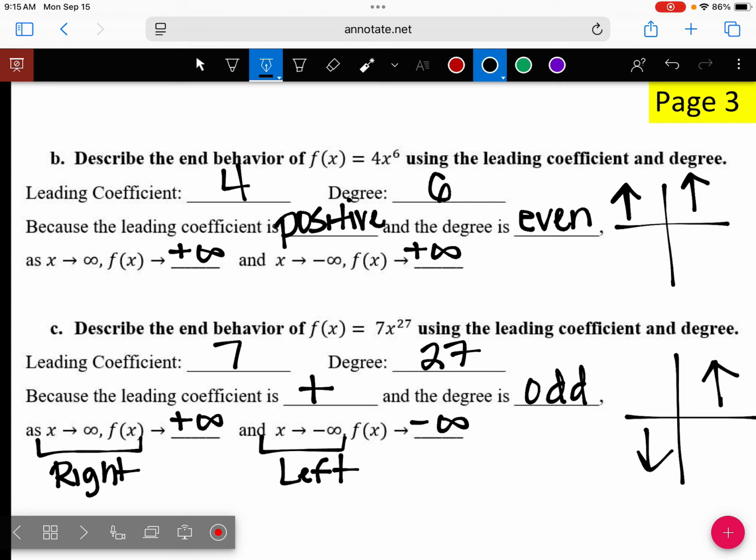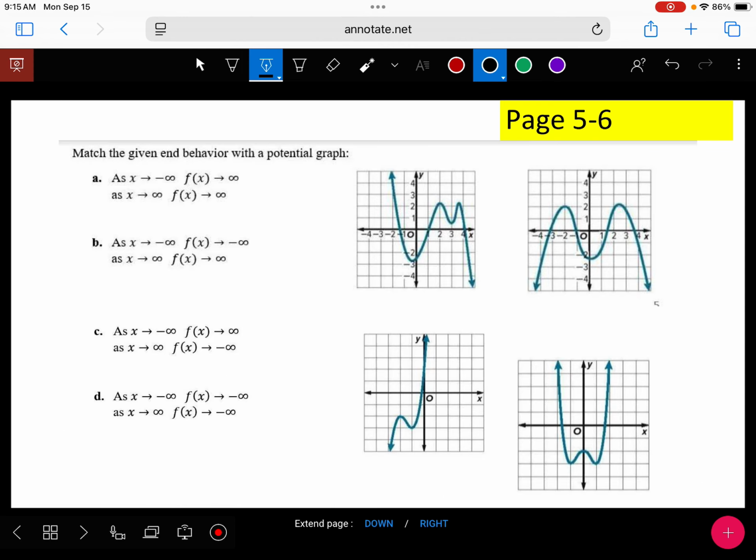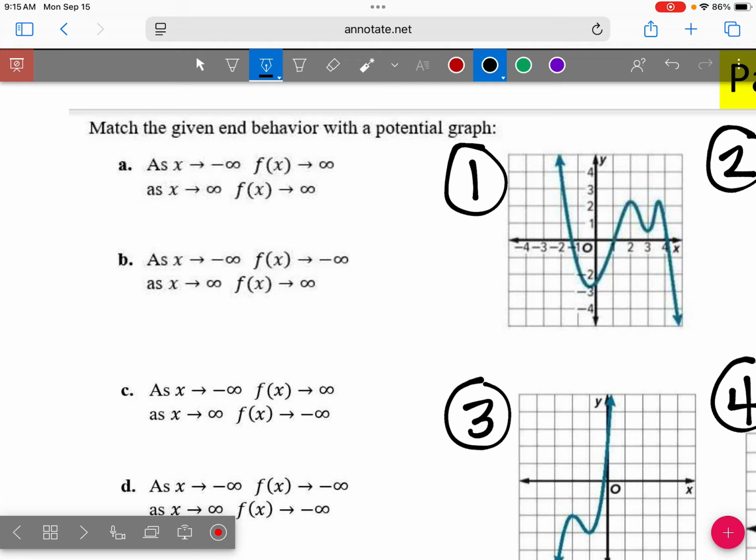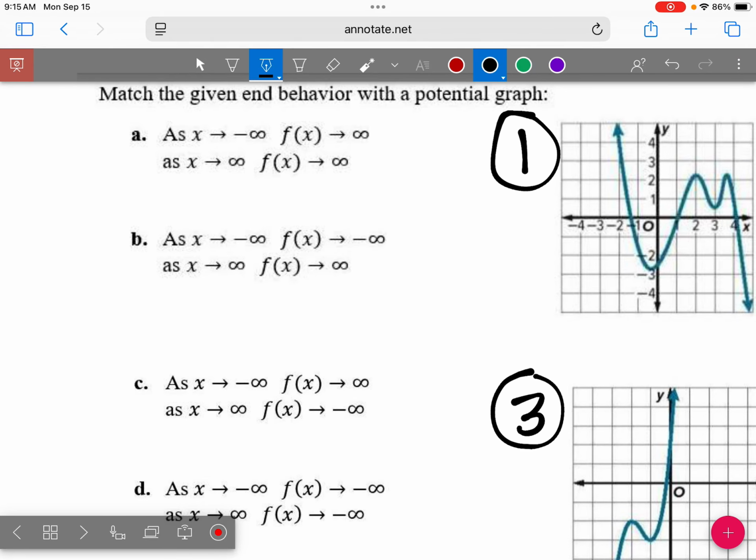All right, last thing we're going to do today, and then we'll start our homework, is match. So I need for you all to number these graphs 1, 2, 3, and 4. And I just want you to match what in behavior goes with each graph. So what I am going to tell you is, how do you read this?